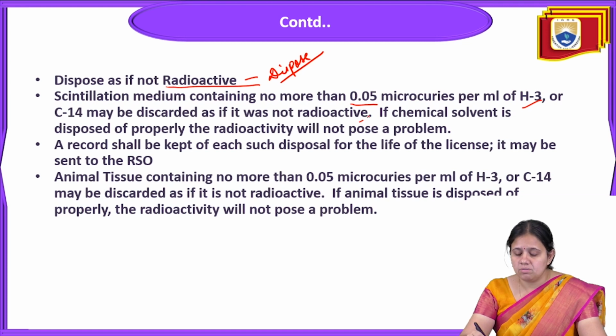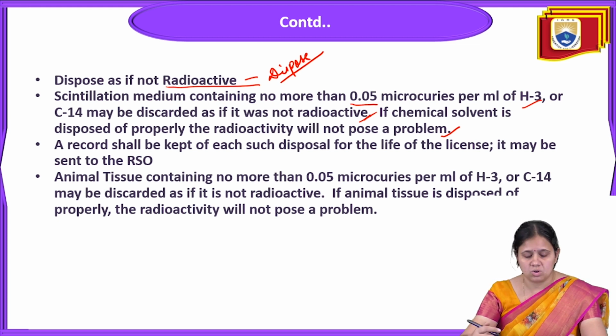Okay, then what happens? If the chemical solvent is disposed of properly, the radioactivity will not pose a problem. A record shall be kept for each such disposal for the life of the license. It may be sent to the RSO also.